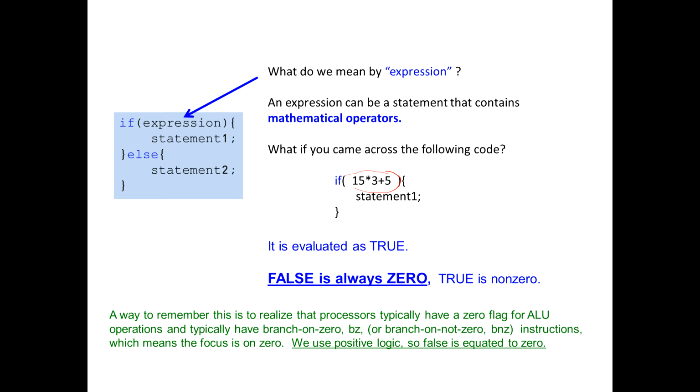And since we typically use positive logic, which means a 1 would be true and 0 would be false, we equate false to 0. And then any other thing would be true. And this gets carried up into the C language.